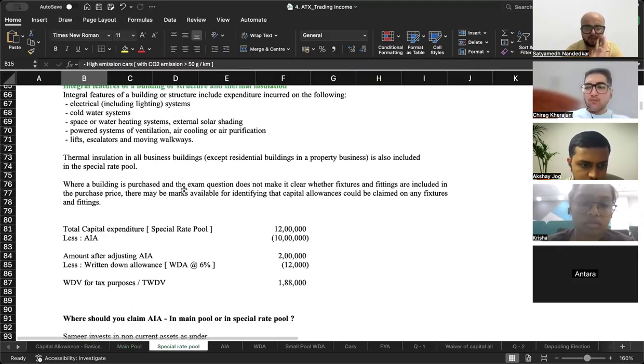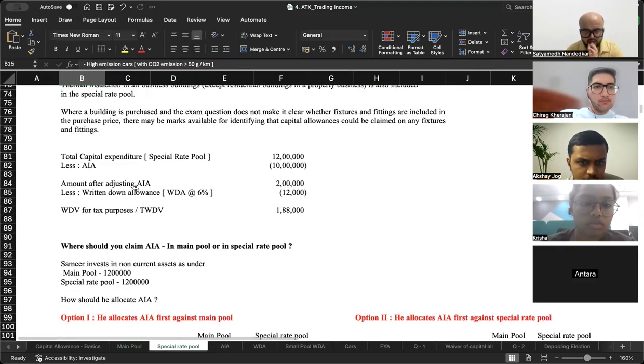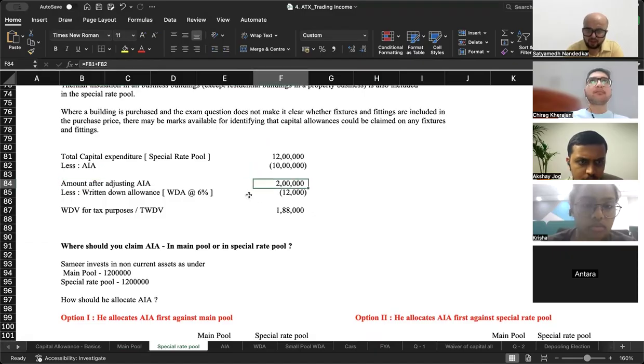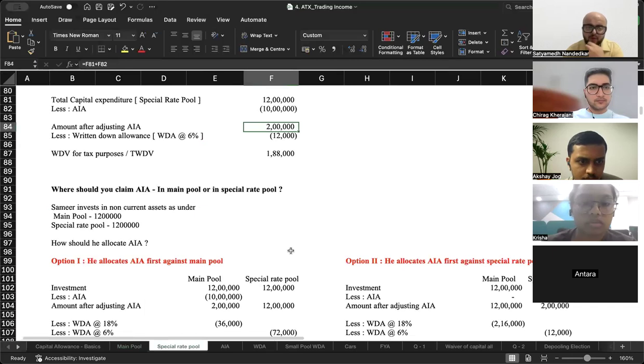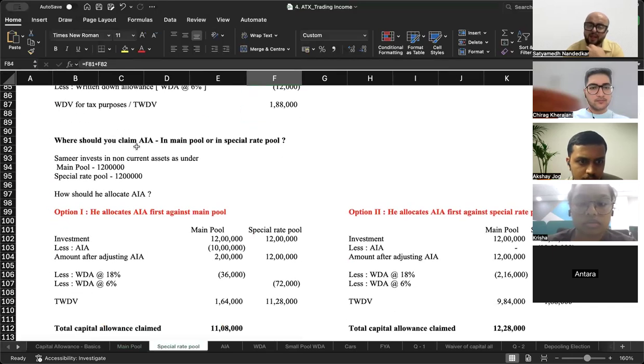So, here if the item is in the special rate pool, total expenditure is 12 lakh, subtract AIA 10 lakh, amount after adjusting AIA 2 lakh. On that now, because you are in the special rate pool, you will get WDA of 6%. So 2 lakh into 6% is 12,000. Now remember, where should you claim AIA? In the main pool or special rate pool?